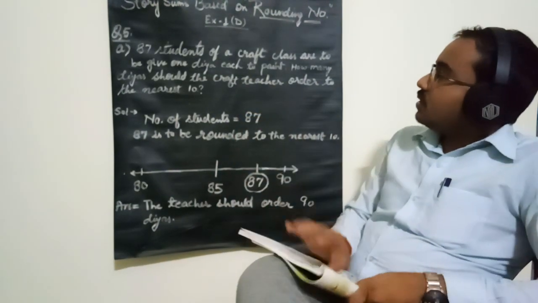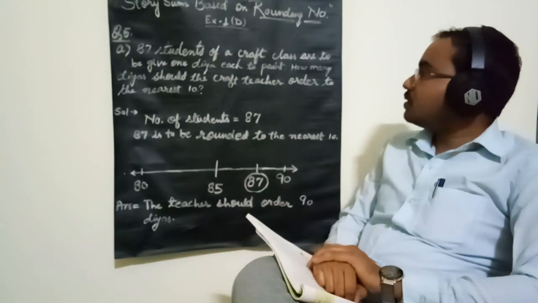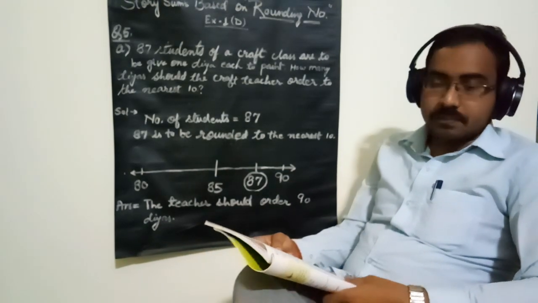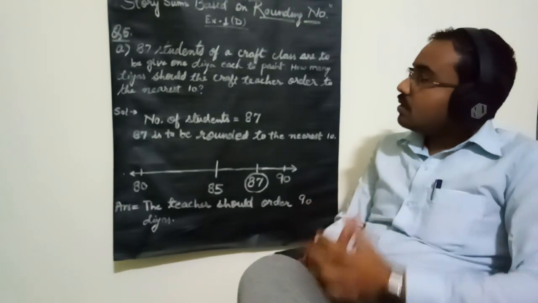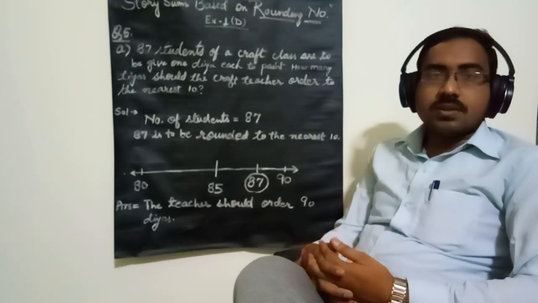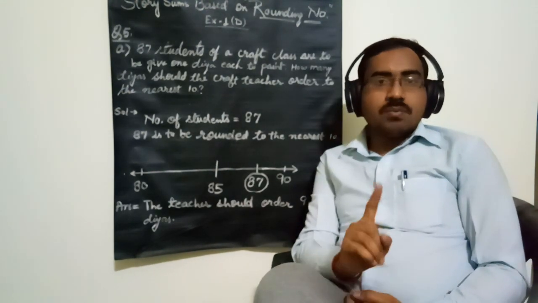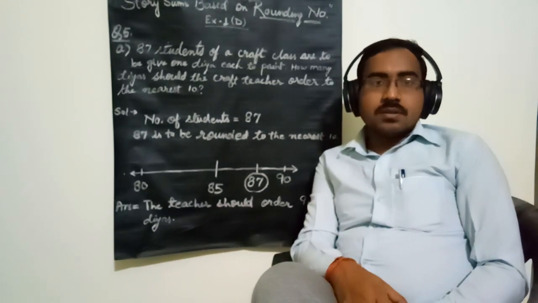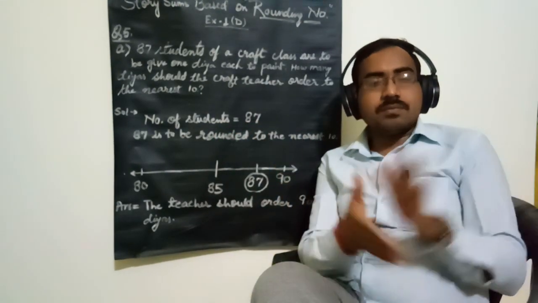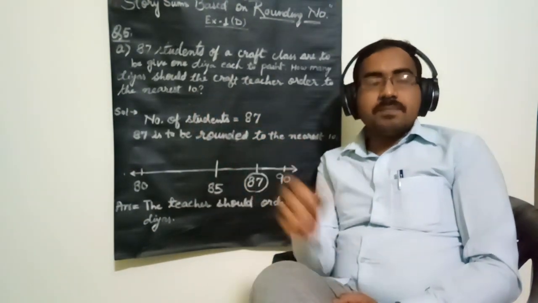The question says that 87 students of a craft class are to be given one diya each to paint. How many diyas should the craft teacher order to the nearest 10? Now think about it, the teacher has to round the figure to the nearest 10. What is the total number of students in the class? That is 87. If each child will get one diya, there are 87 students, and 87 will fall between 80 and 90, because we have to round to the nearest 10. So we take the margins, the tens only, that is 80 and 90.